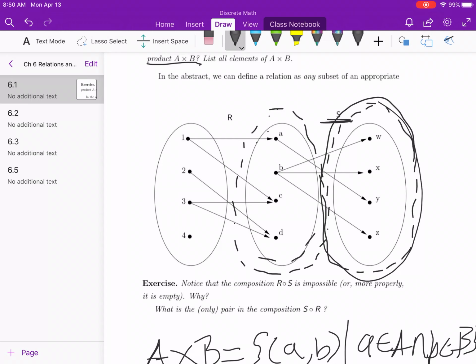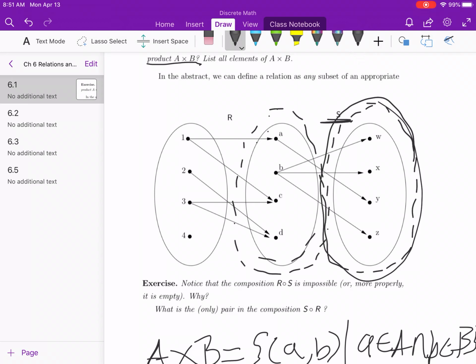I can't perform R because there's no element 1 in the set S. There's no element 2, 3. None of those elements are in the set. I would need 1, 2, and 3 to actually perform that. So in this case, it's empty. I can't perform it. Now it says, what is the only pair in the composition S compose R?